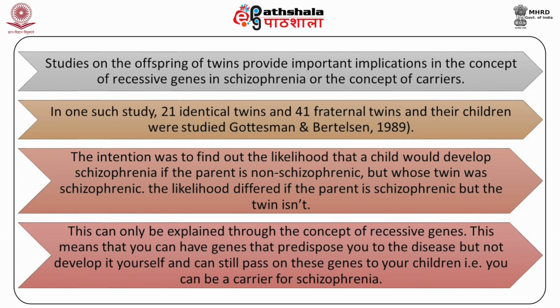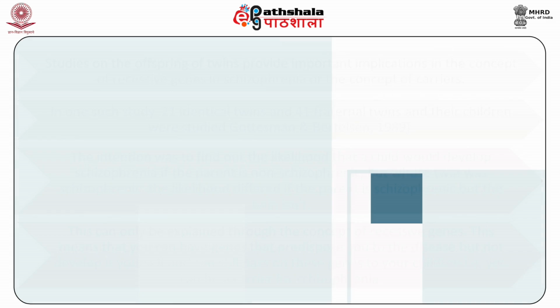This can only be explained through the concept of recessive genes. This means that you can have genes that predispose you to the disease but not develop it yourself, and can still pass on the gene to your children. That is, you can be a carrier for schizophrenia.